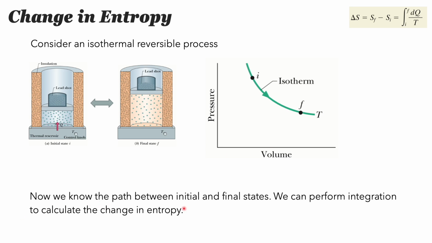Now, we know that for the path between the initial and final states, we can perform integration to calculate the change in entropy, because the change in entropy is calculated by performing integration of dq over T. We know the value of T, and we also know the value of heat transferred to the gas. We can perform integration and calculate the change in entropy.